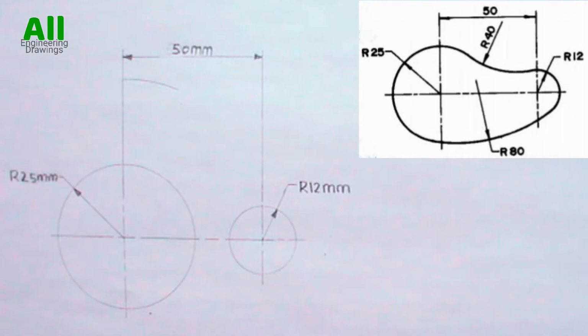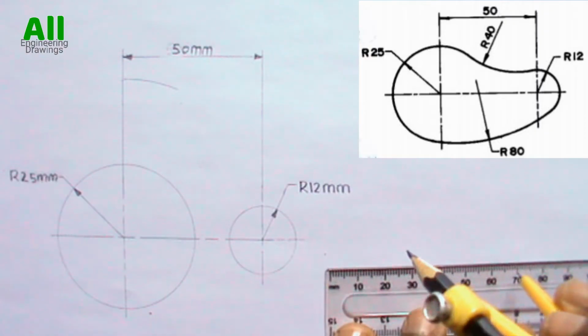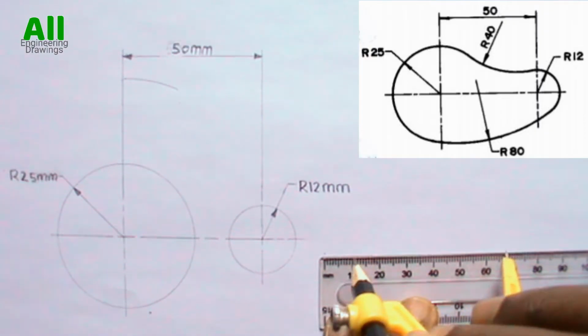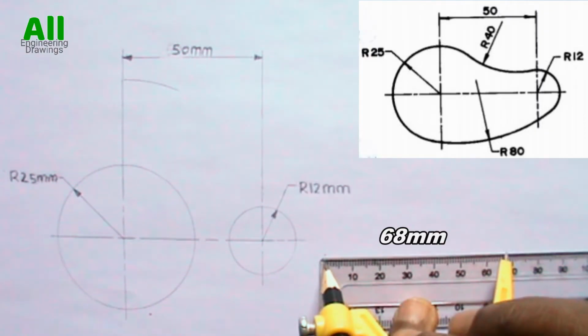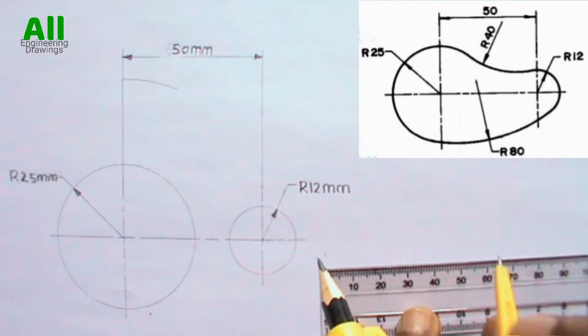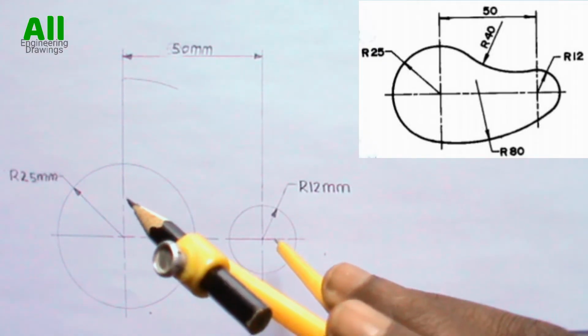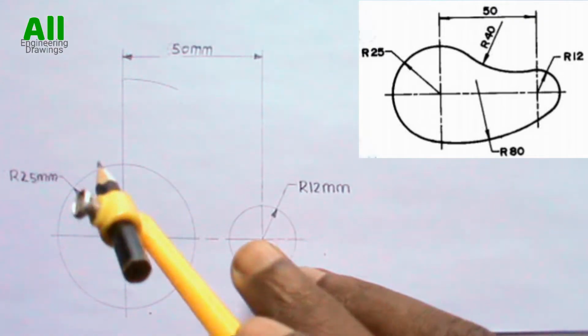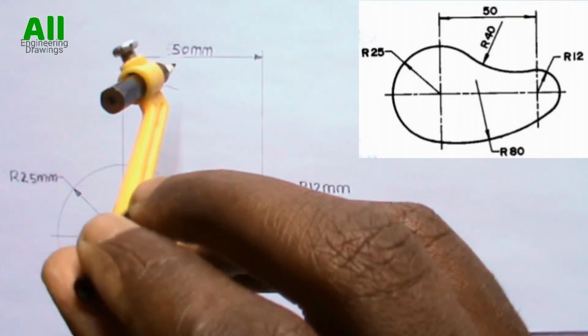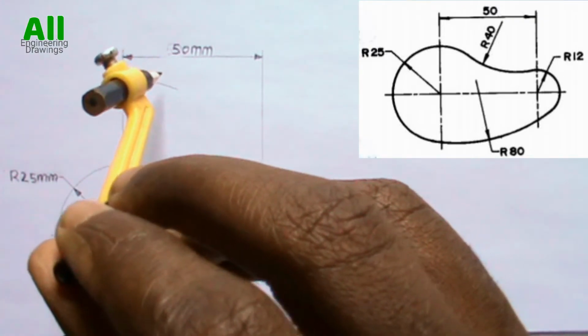Now you are to place your compass at the center of the smaller circle. Then you are to cut an arc of radius 68 mm. This is because 80 minus 12 is equal to 68. This arc should intersect the previous arc.